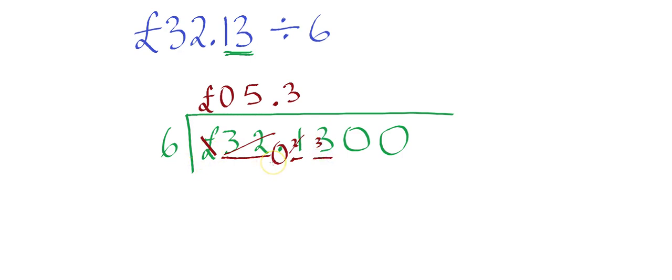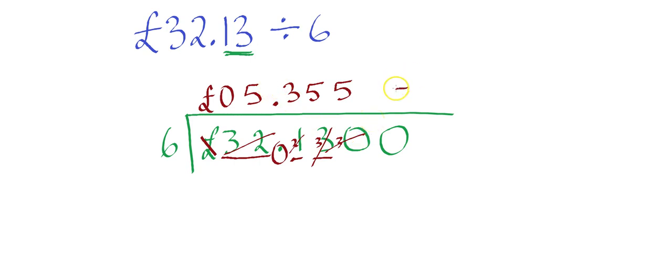How many 6's go into 33? That's 5. And there are 3 left over. Oh, I'm using one of my extra zeros, so that was lucky. 6 into 30, that's 5. And 0 left over, so I'm finished.